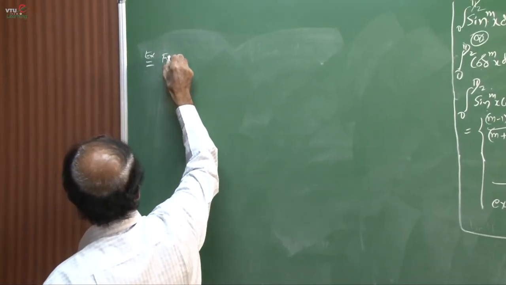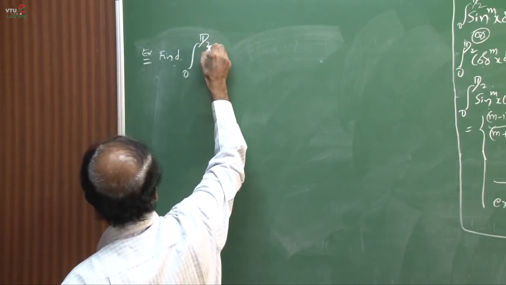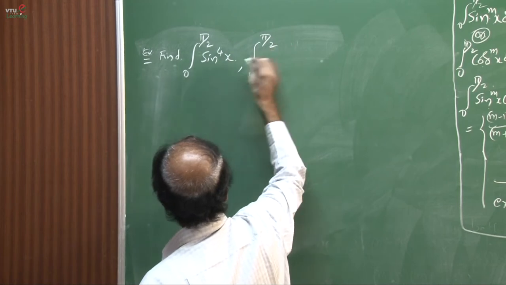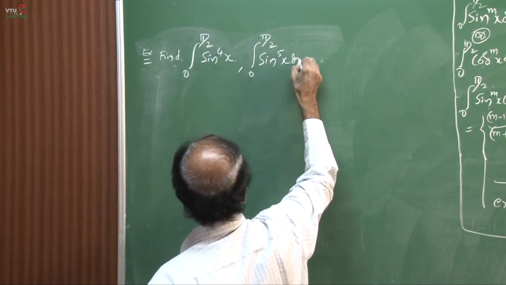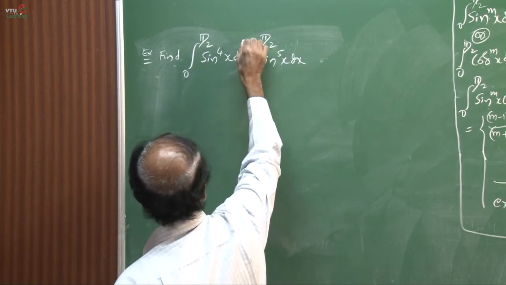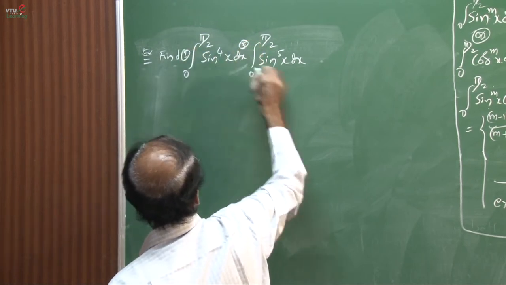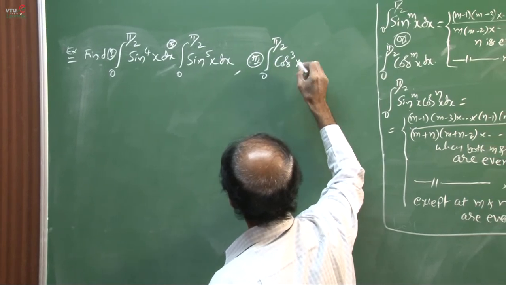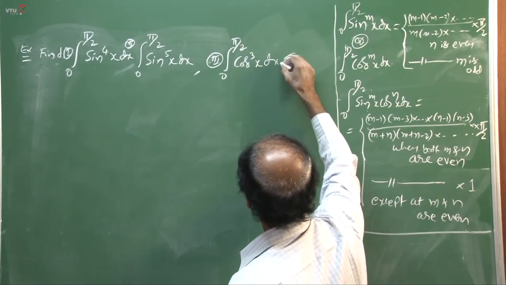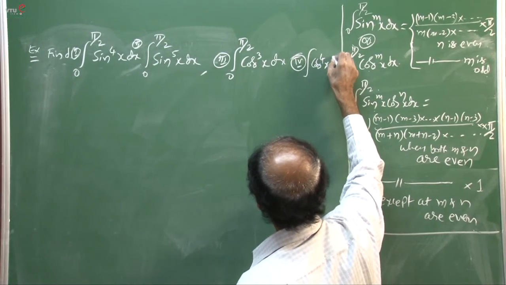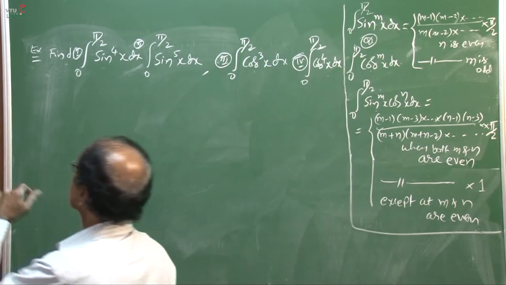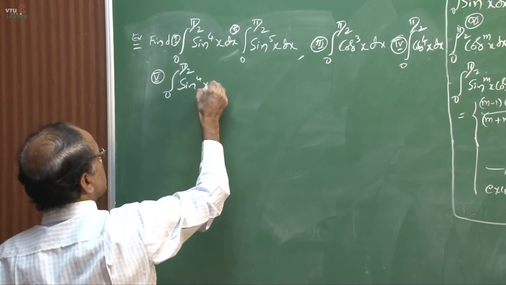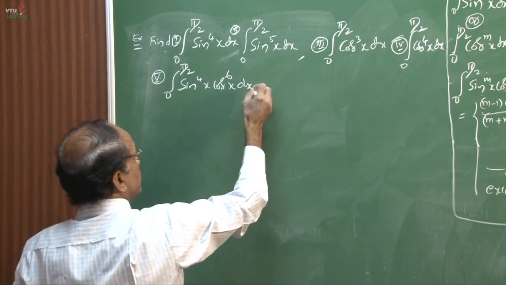First problem, otherwise some group of problems I will write. Example: find integration 0 to pi by 2 sine to the power 4x. Second one, 0 to pi by 2, sine to the power 5x dx. This you can treat as first, this as second. And the third, integration 0 to pi by 2, cos to the power 3x dx. And fourth one, integration cos to the power 4x dx, 0 to pi by 2. And fifth one, integration 0 to pi by 2 sine to the power 4x cos to the power 6x dx.